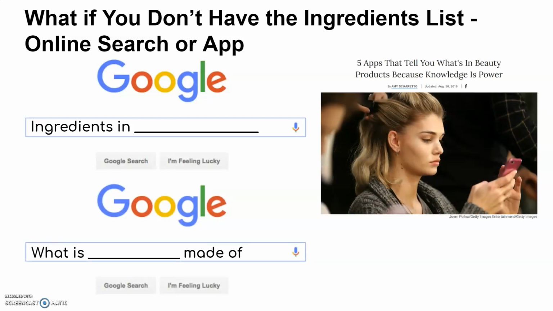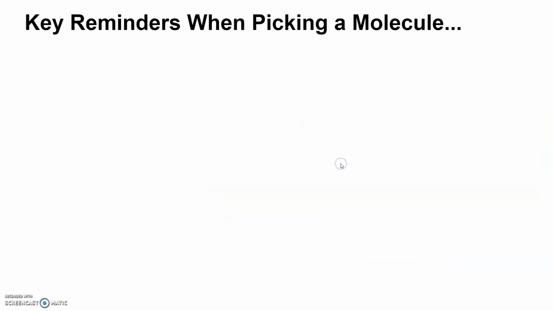The other thing is, if you are doing makeup, there are some apps that you may be familiar with, like Think Dirty or Good Guide, that are useful. So if you're into using apps, these apps can help you find the ingredients in makeup products.